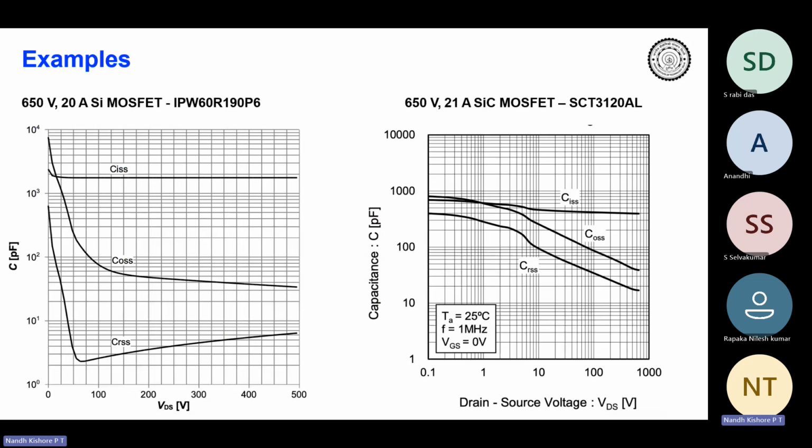And one more thing is your device capacitances. You will see that the device capacitances always decrease with voltage. So if you operate the device at higher and higher voltages, the effective CISS is going to decrease. Okay, so you can do faster switching at higher voltages, right?